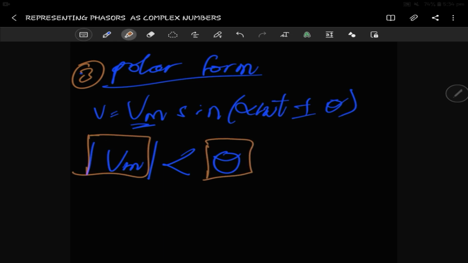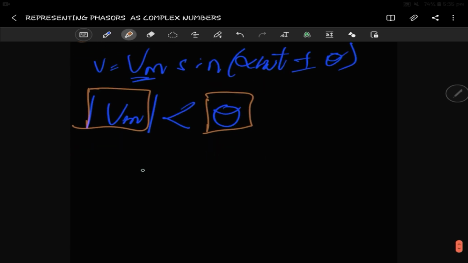So whenever you're trying to represent a phasor, it's very clear that you need at least two components, right? So the main ones are that you can either use the peak and the phase angle, or you have the X component and the Y component, right? Yeah, that's it.